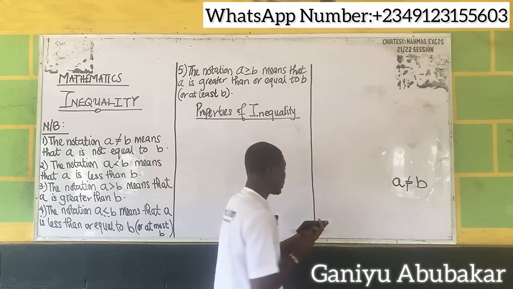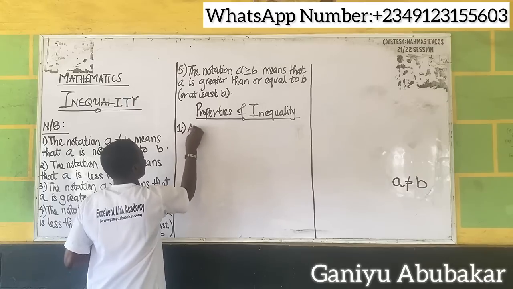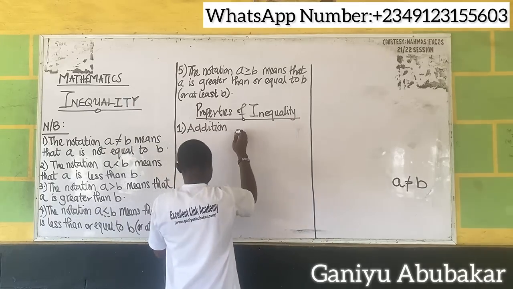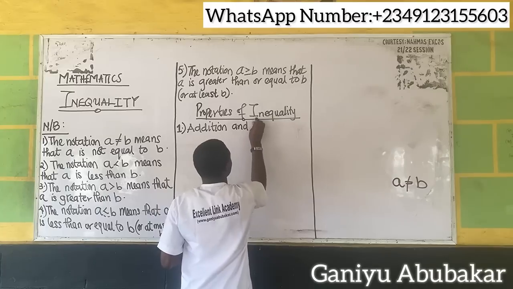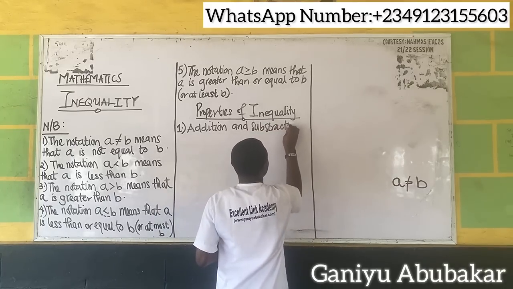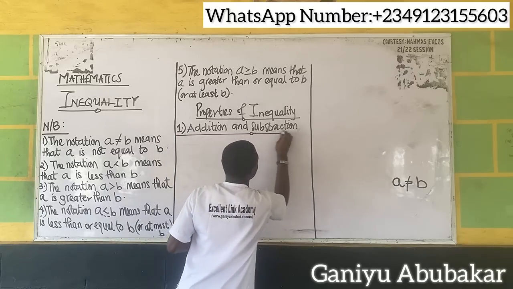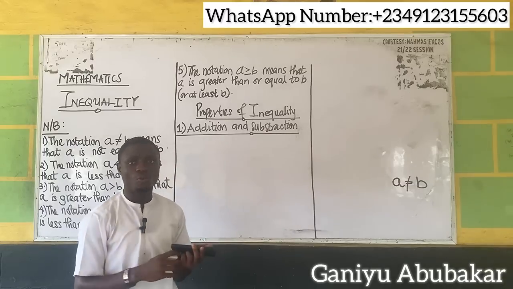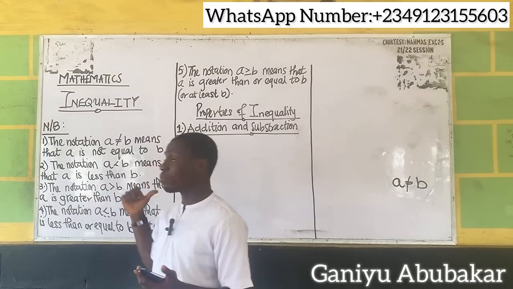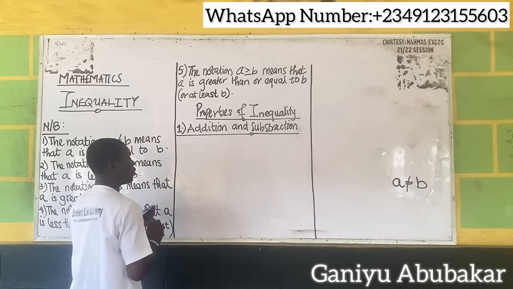The first inequality property is called the addition and subtraction properties. So what does the addition and subtraction property say? I'll use an illustration to explain this. So put this down, please.